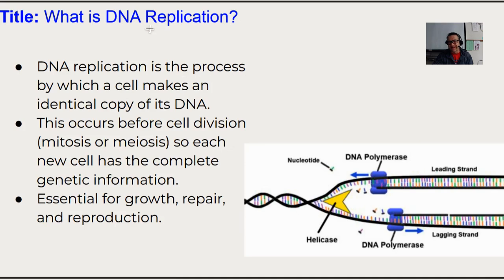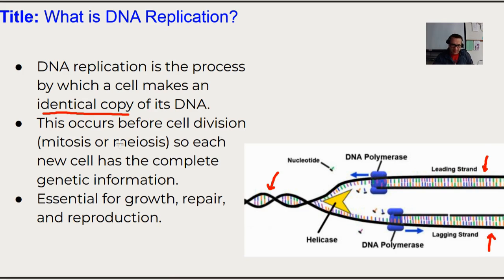All right, so what is DNA replication? It's a process where DNA is going to make an identical copy of itself. The cell is going to make an identical copy of its DNA. So remember, you're going to start with one strand of DNA. Remember, it's a double helix. It's got two sides. And at the end of the process, you're going to get two exact copies. So one strand of DNA is going to become two strands of DNA.